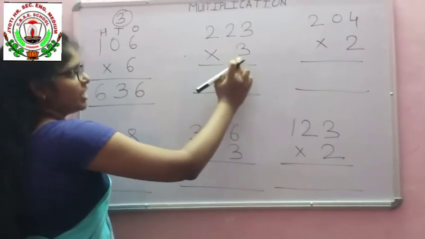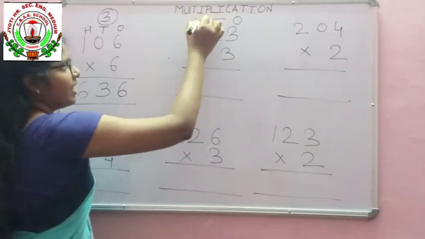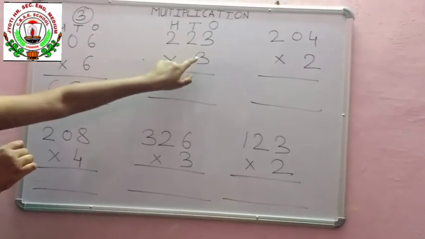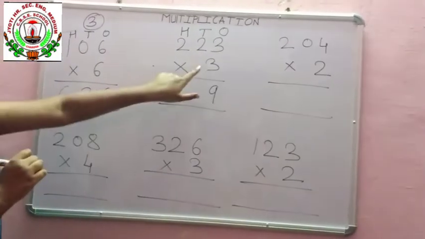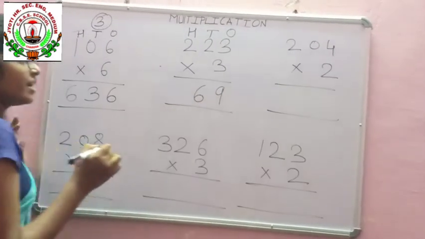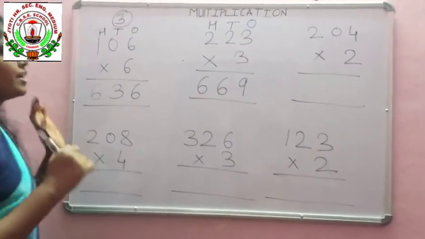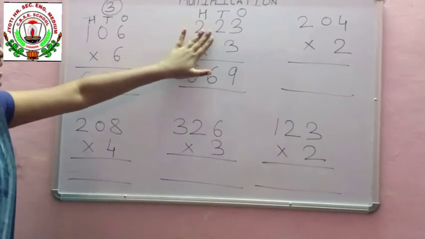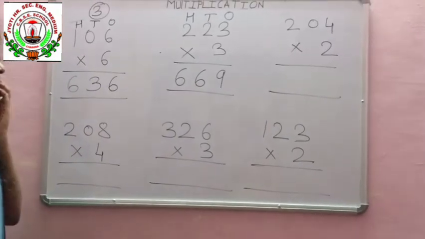223 into 3. This is also a 3-digit number made up of ones, tens and hundreds. So let's multiply first the ones place. 3 threes are 9. So we write 9 here. 3 twos are 6. So we write 6 here. 3 twos are again 6. So we write 6 here. Because here no carryover is taken, so we write the number by multiplying as usual. Understand? Next question.